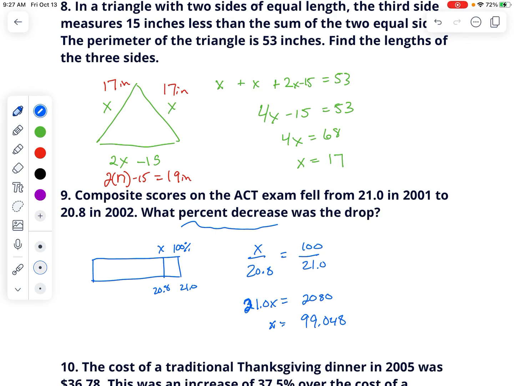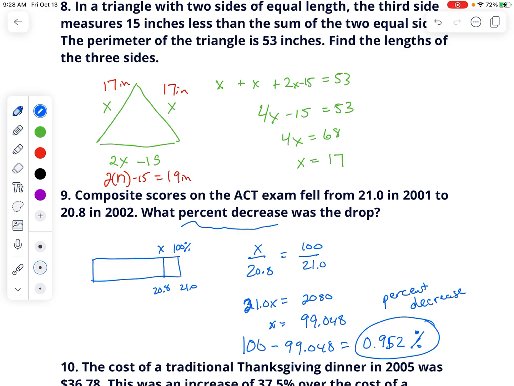Okay, so I'm looking at the difference between 100 and that. So I'm going to take 100 minus this answer. And I get 0.952. Okay, this is the percent decrease.